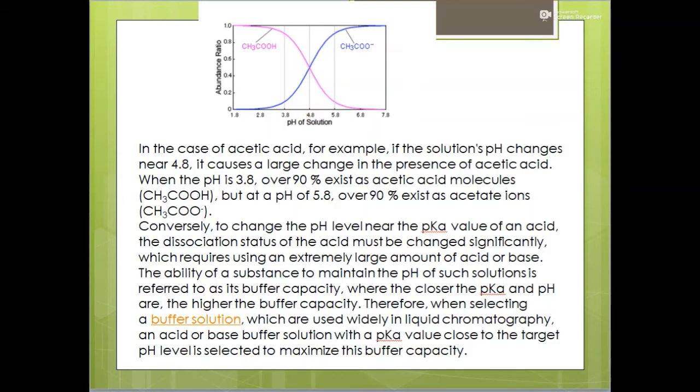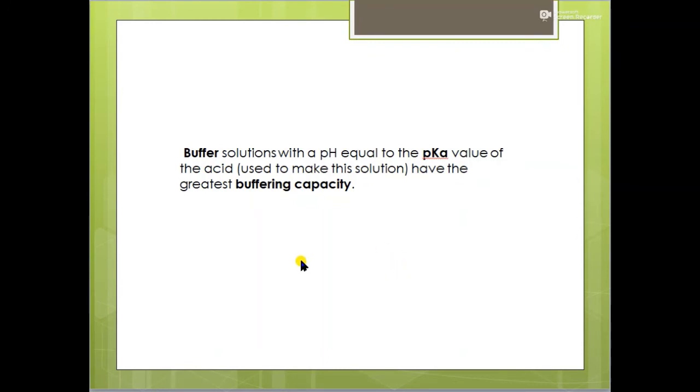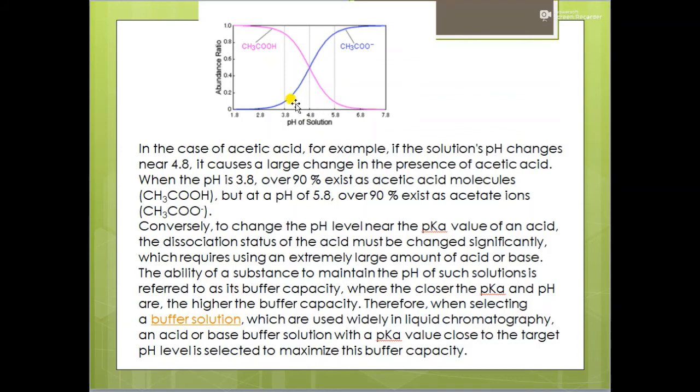So the buffer solutions with a pH equal to the pKa value of the acid have the greatest buffering capacity. If you need a buffer that acts between 3.8 and 5.8, since acetic acid has a pKa value in that range, you can use acetic acid as a good buffer in that particular range.